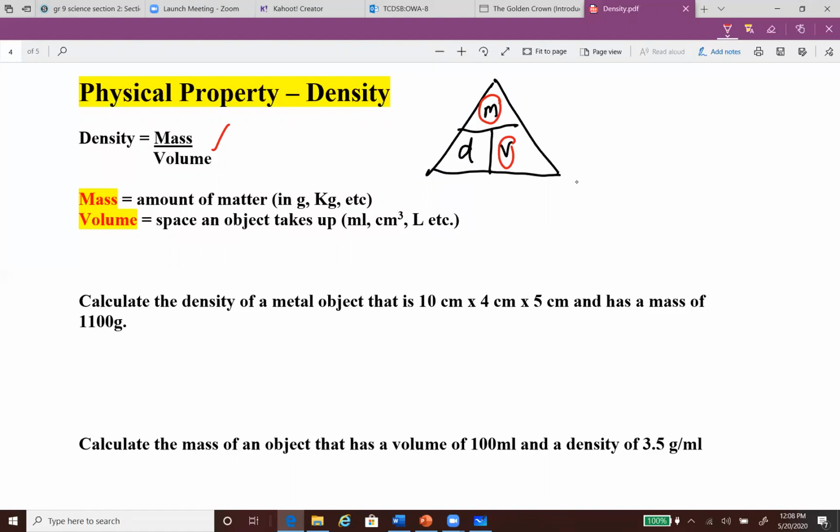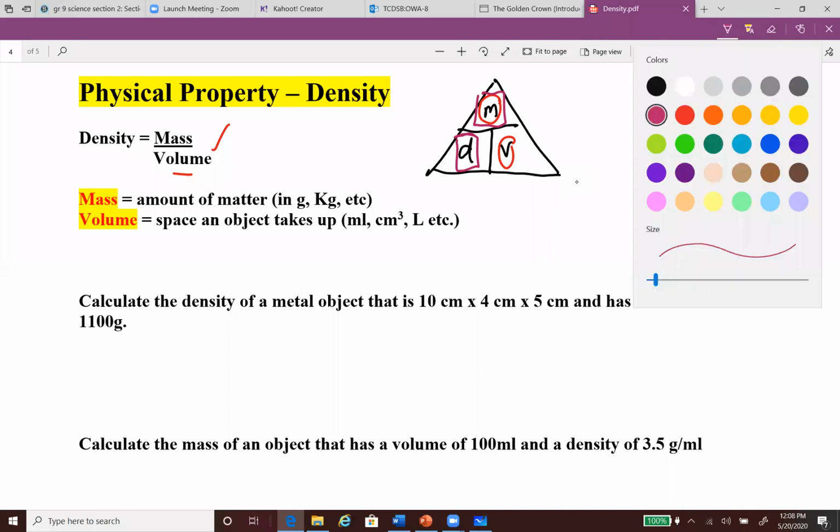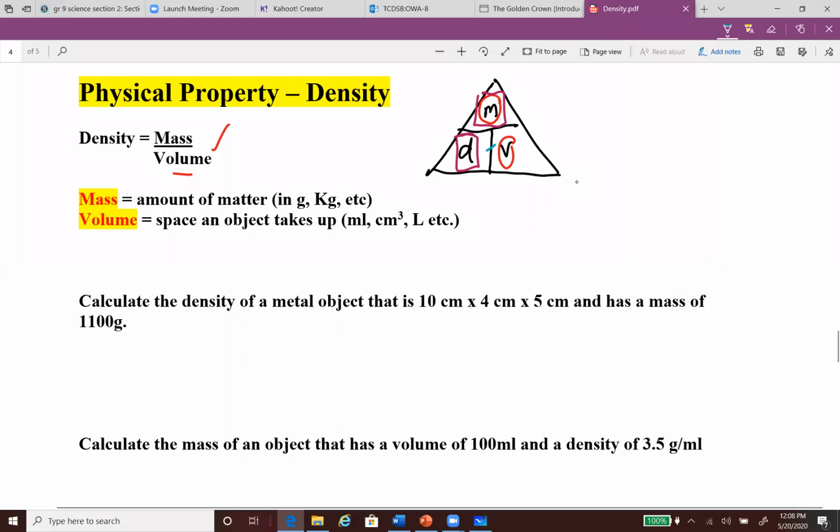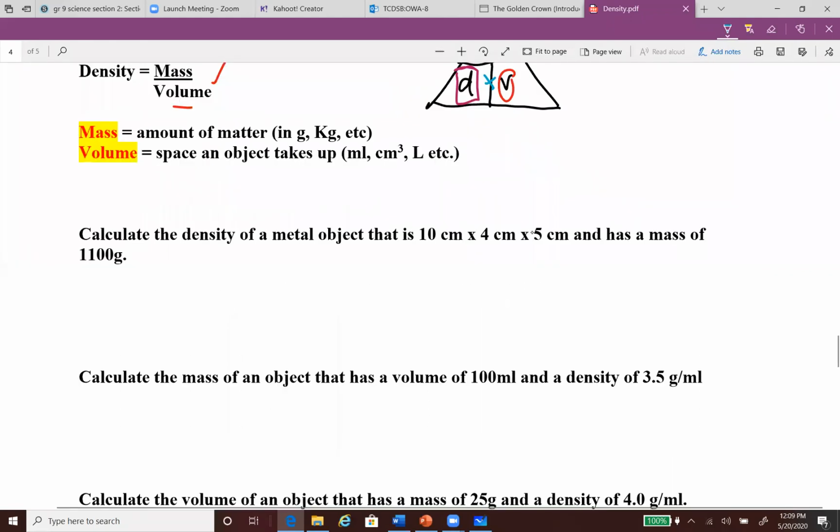For example, maybe I'm not going to ask you for density, maybe I want the volume. In that case, according to this, the volume would be the mass over the density. Or maybe I'm going to ask you for the mass, and in that case, the mass will be the density times the volume. Okay, so I think I have an example of each one in this little problem set.